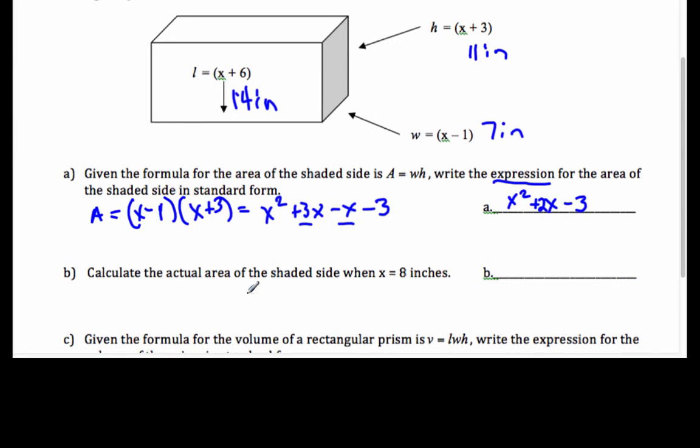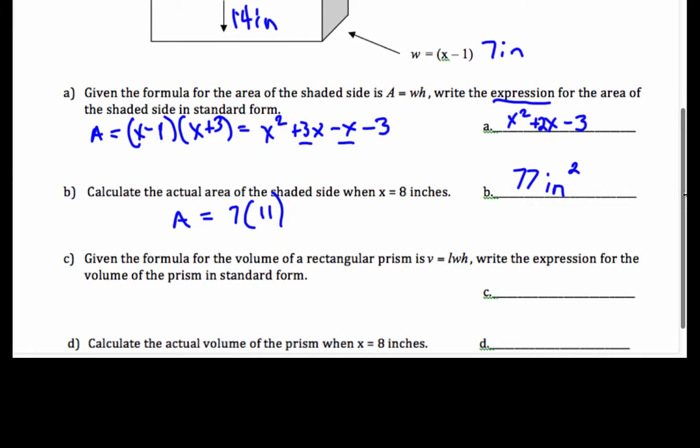Now this is only asking at the moment for the actual area of the shaded side. So the area is going to equal the 7 times the 11. So I have 77. Now I got to make sure I have my units. If I don't put my units in, I'm not going to get all credit. So this would be inches, and since we're talking about area, it's inches squared. All right, so now let's go to the next problem here.